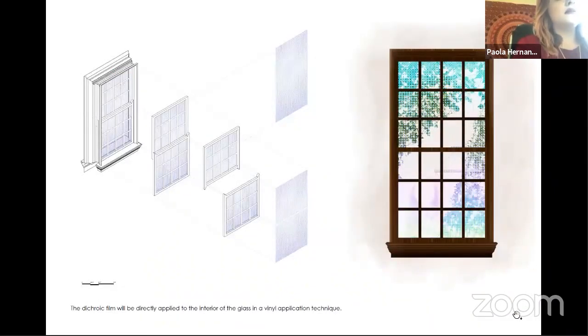In the axon, you can see how the dichroic film will be directly applied to the interior of the glass in a vinyl application fashion, and it won't interfere with the pre-existing design of the window, nor the operable functions of it as well. And towards the right is a depiction that helps you imagine how the pattern will interact with the vegetation on the other side.